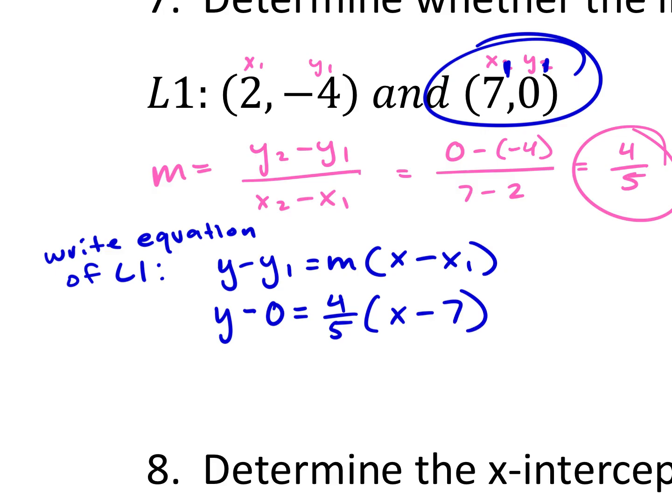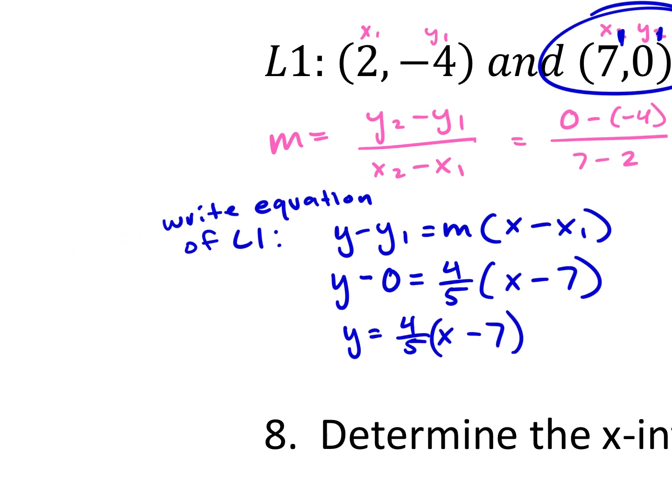Now look at your answer choices. It might be written in slope-intercept form. It might be written in point-slope form. If it was written in point-slope form, our answer would be y equals 4 over 5 times (x minus 7). Oops, I forgot the parentheses. This would be point-slope form. If it asked for slope-intercept form, what would we have to do? Remember, slope-intercept form is y equals mx plus b.